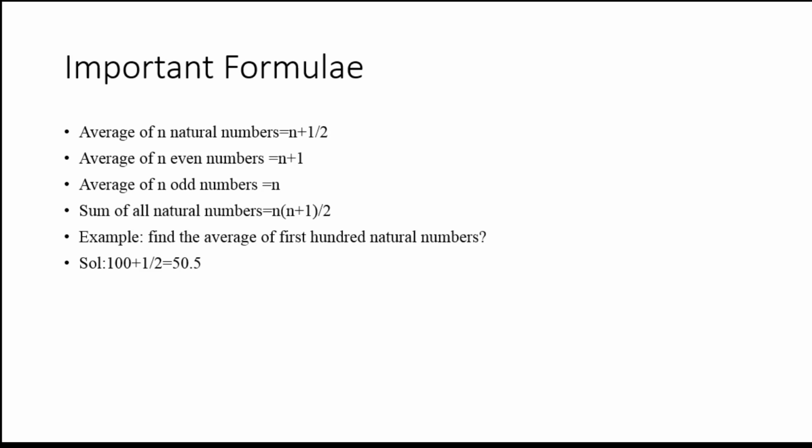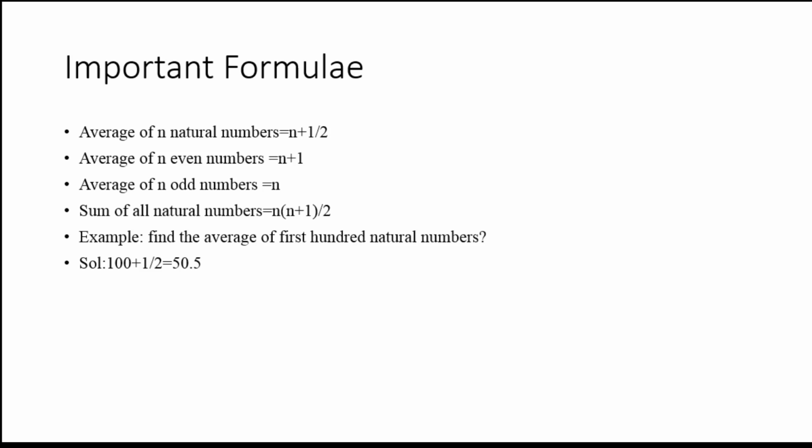So let me say average of n natural numbers. What is the sum of n natural numbers? n into n plus 1 by 2. Average is the sum of observations by total number of observations. If I divide the sum of n natural numbers, n into n plus 1 by 2, by n, n gets cancelled and it results in the average of n natural numbers, that is n plus 1 by 2. And what is the average of n even numbers? The sum of n even numbers is n into n plus 1, and I divide it by n, n gets cancelled, and it results in n plus 1. Average of n odd numbers is n.